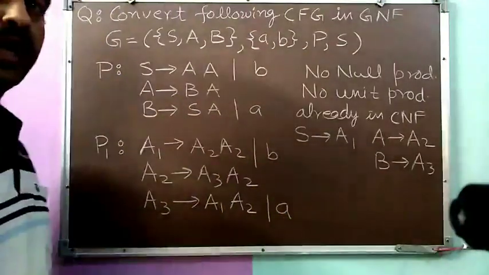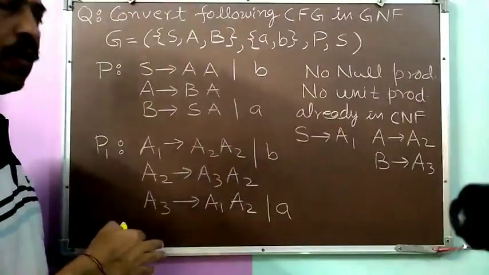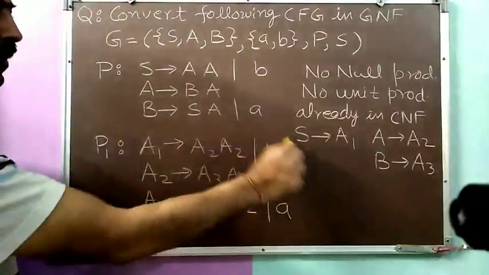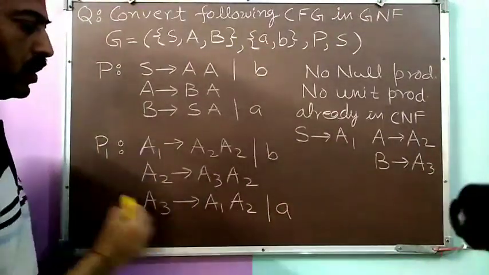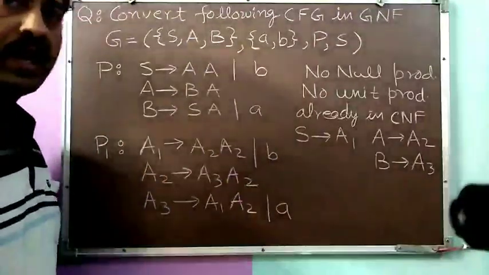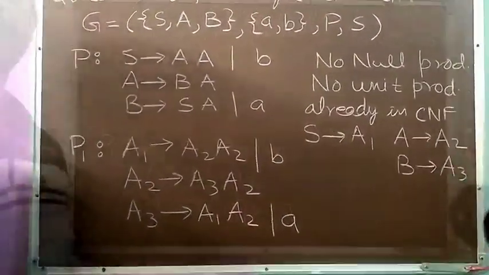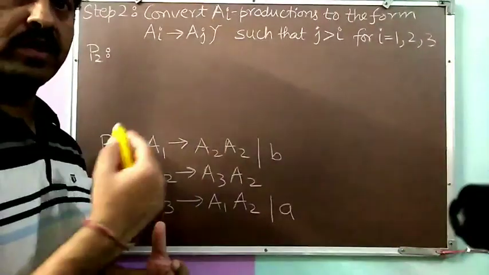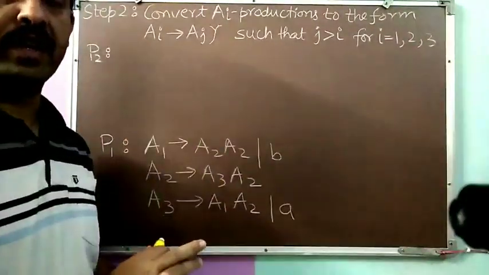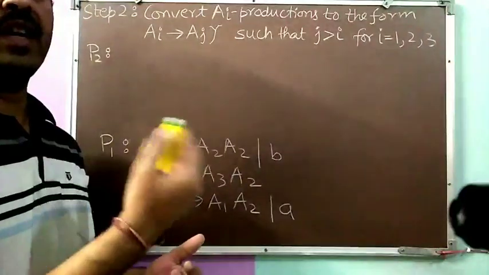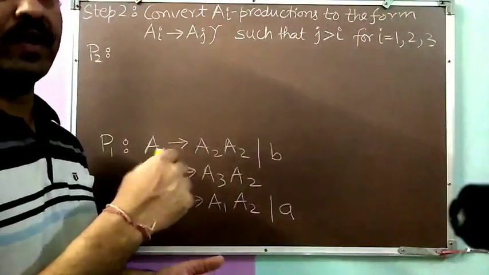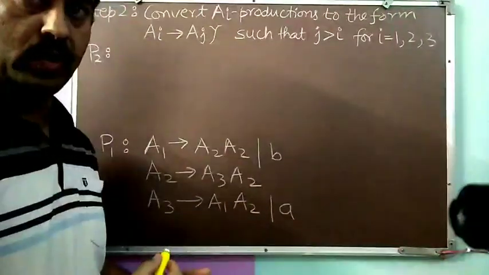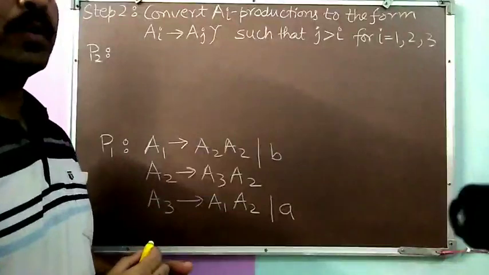So now we have successfully completed step 1, and we have found the result of step 1 as the set of productions P1. This is our set of productions over which we have to apply the other steps. In step 1, we have removed the null productions and unit productions, converted our grammar to CNF, and then renamed the variables so that we may write them in the form A1, A2, A3 and so on. Now we come to step 2.